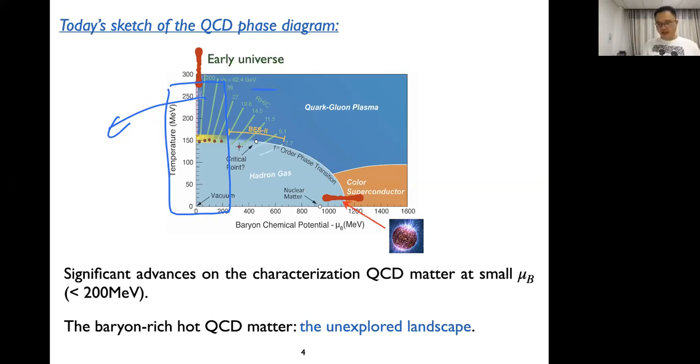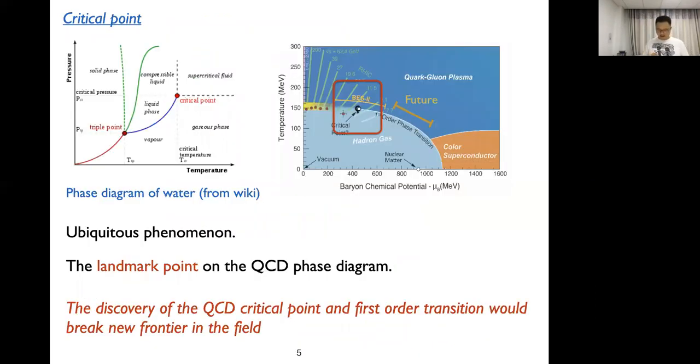Then the natural question is, what happens if we increase the baryon chemical potential? Then the story becomes more interesting, in the sense that our knowledge is limited in this intermediate baryon chemical potential or baryon-rich region. We can say this is like an unexplored landscape. You can ask, if you add more and more quarks into the quark-gluon plasma, whether it still behaves as a liquid, just as an example. And so today I will talk about the critical point.